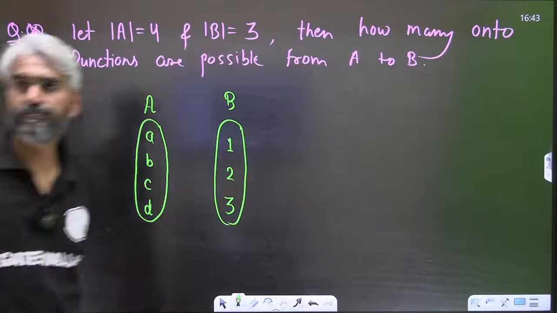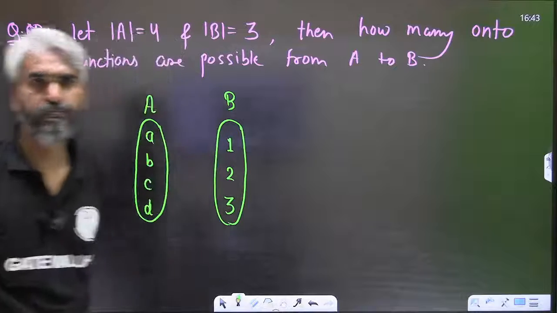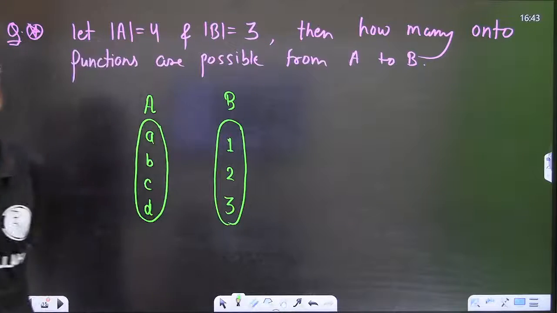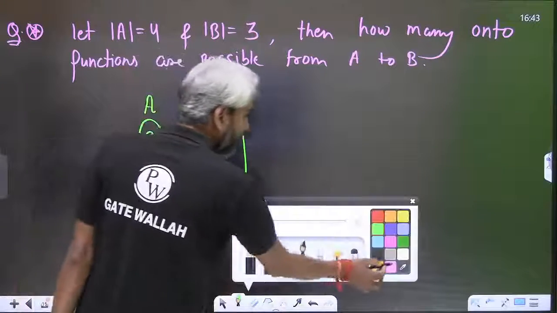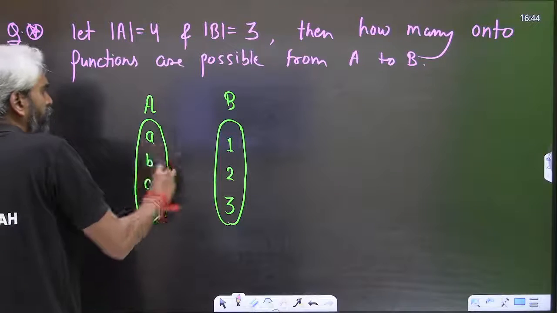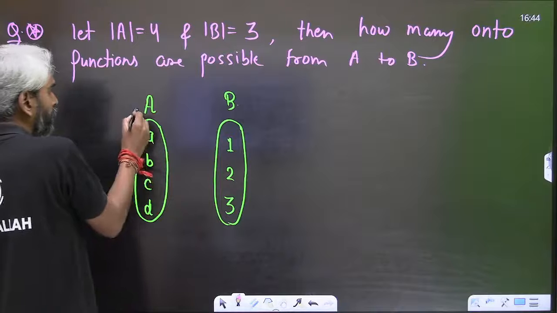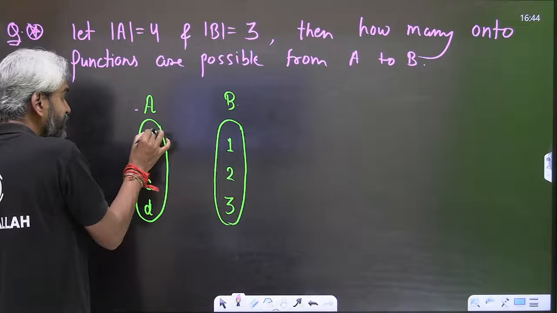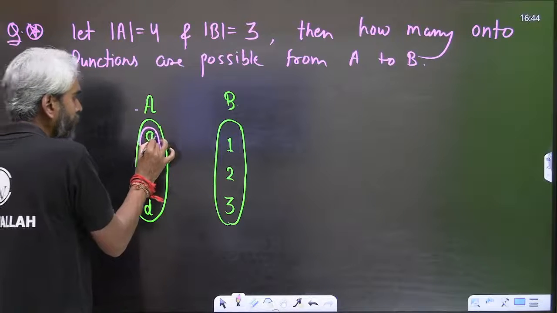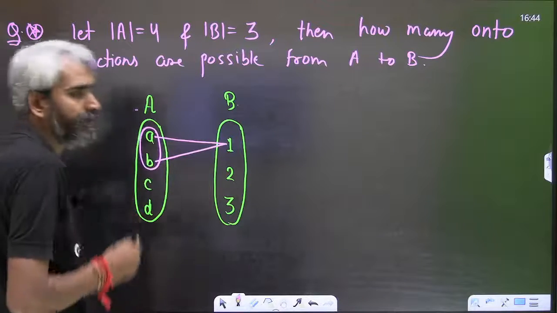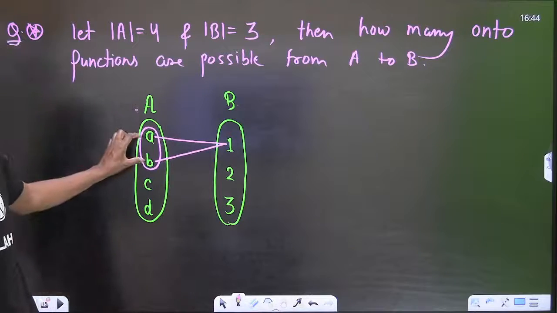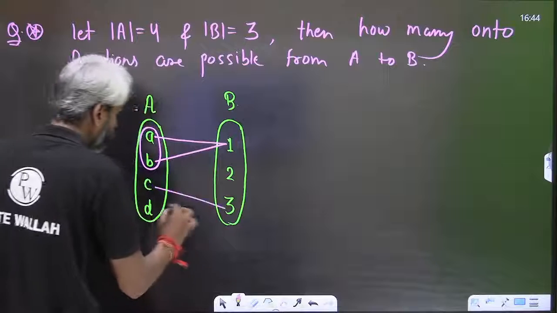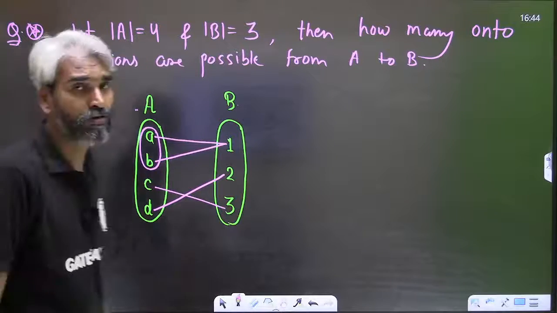Any answer? Come on. Let's try to understand the concept. We know that if we want to create an onto function from set A to set B, and the number of elements in the domain is exactly 1 more than the number of elements in the codomain, then exactly 2 elements of the domain will map to the same element of the codomain, and the remaining elements of the domain will map to different elements of the codomain.